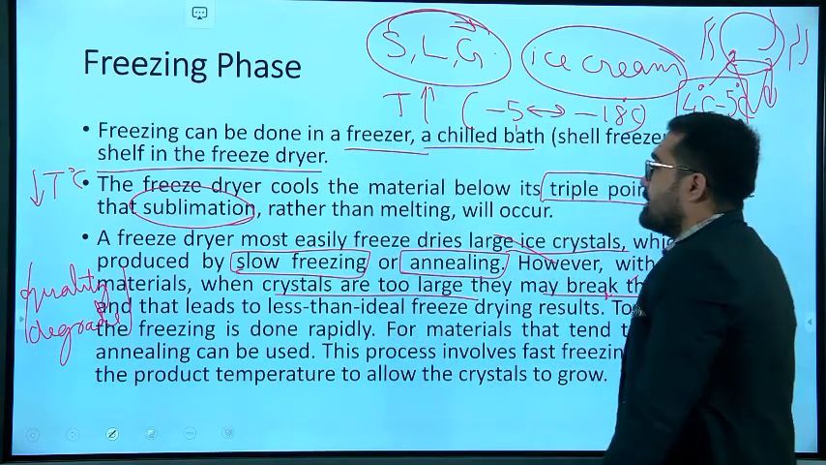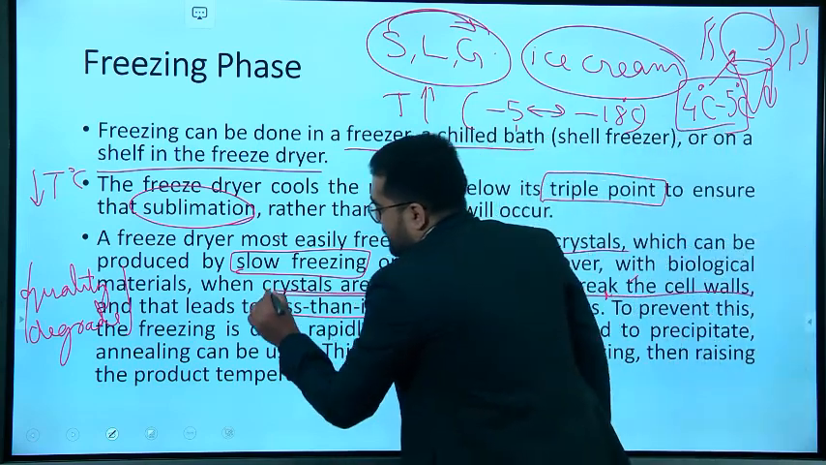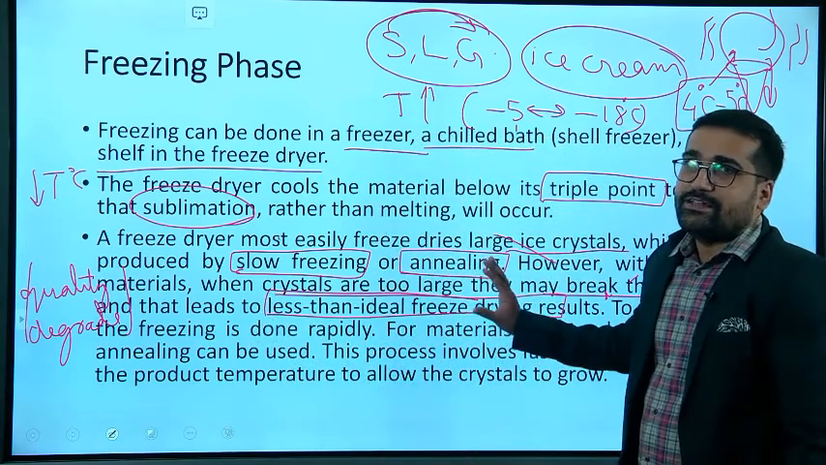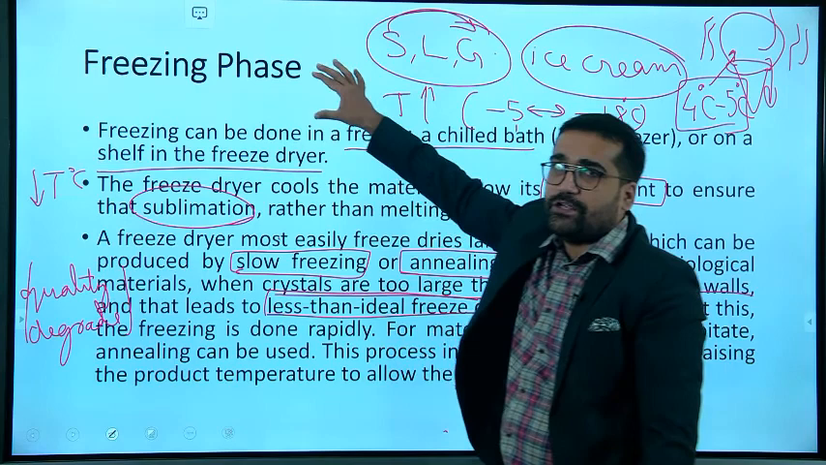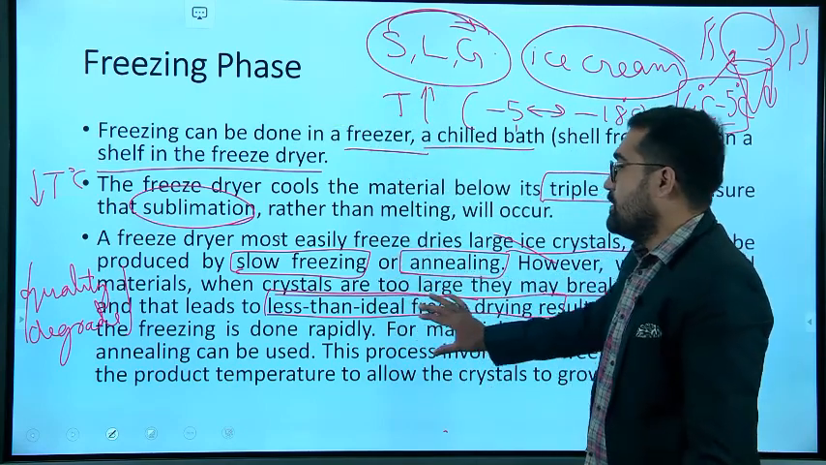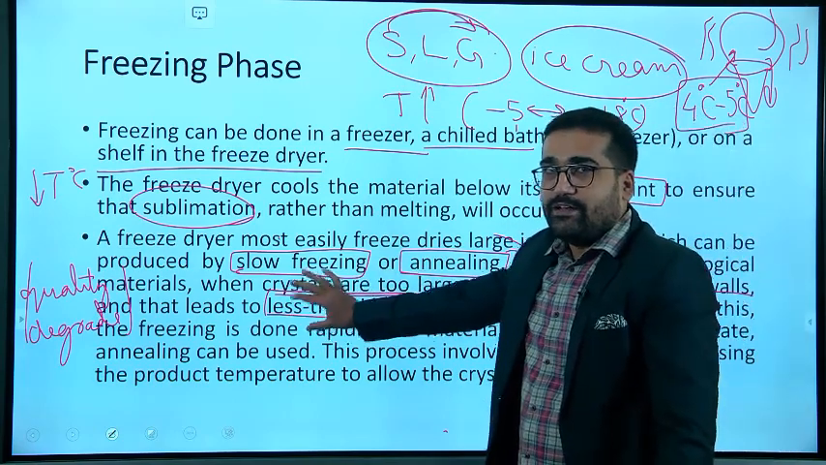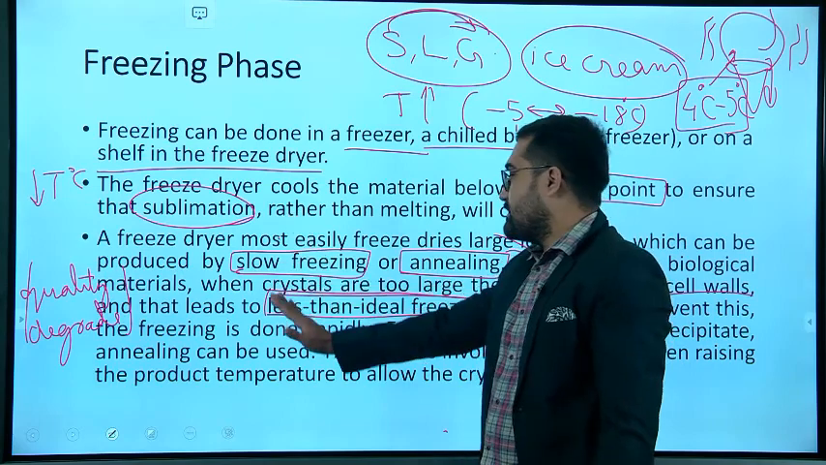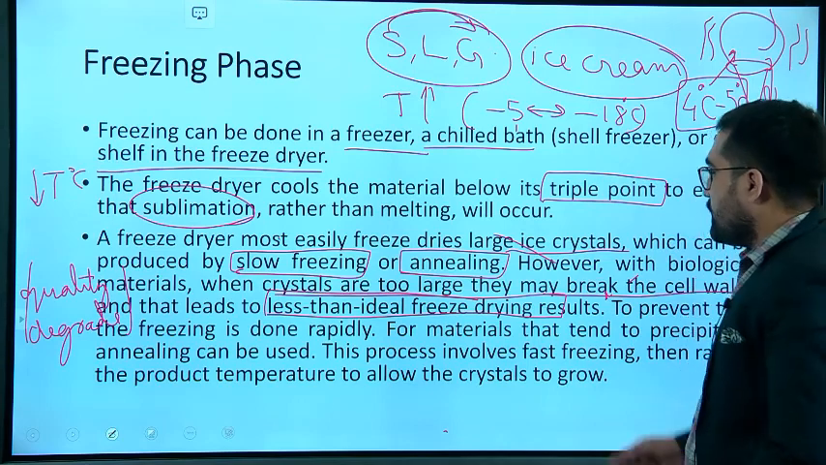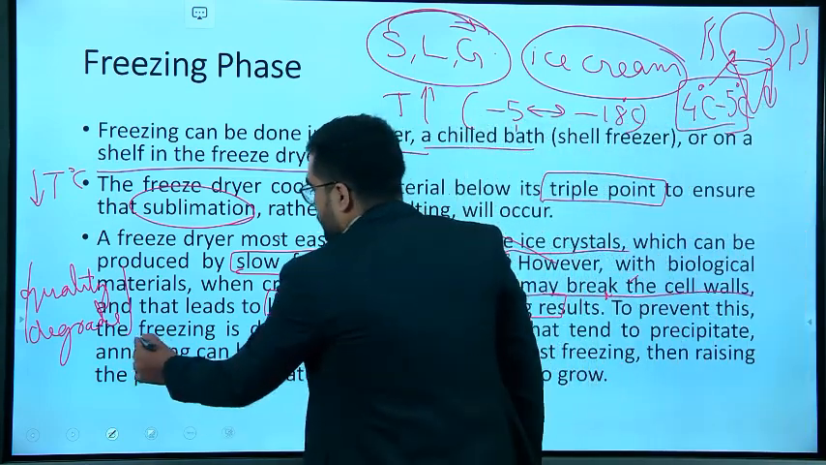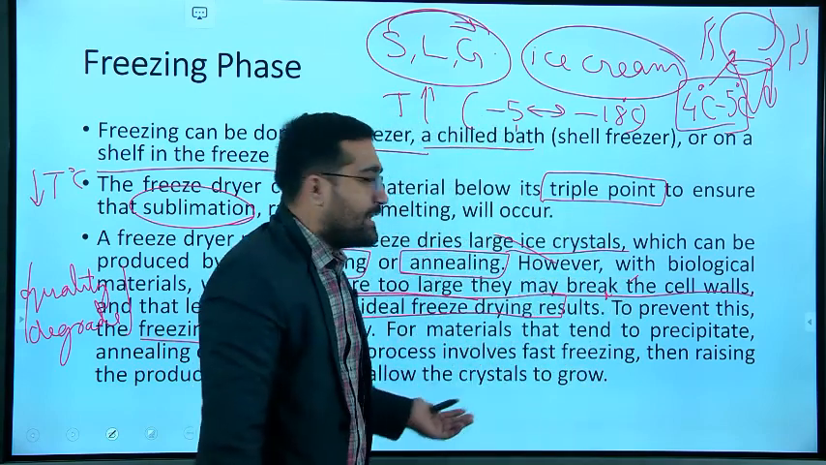In other terms, we call it less than ideal drying results. What are our ideal drying results? The quality of the product should be high, good quality. When we are performing premium operations, the quality of the product should be premium. But when the size of the ice crystals is big, the quality will reduce, or in other words, we say less than ideal freeze drying results. To preserve that, we sometimes do rapid drying. If slow drying is not working, then we will go for rapid drying.